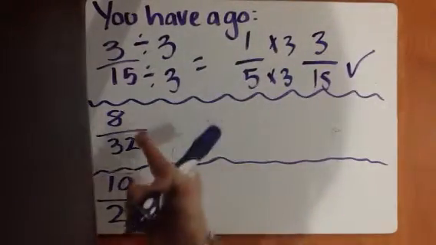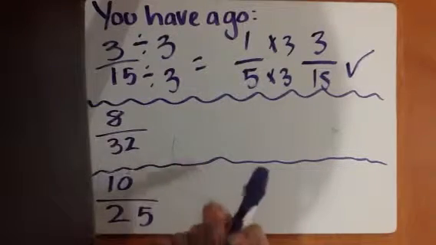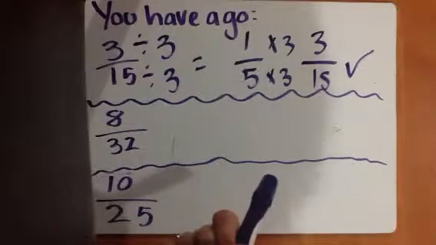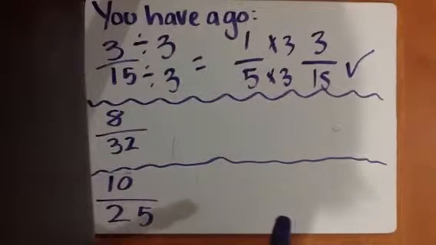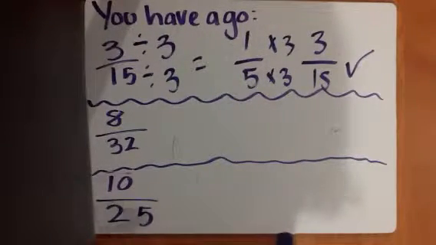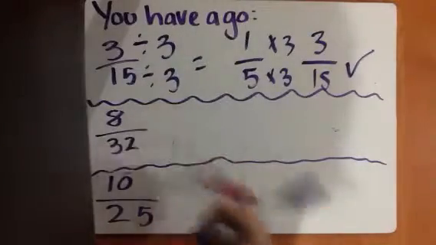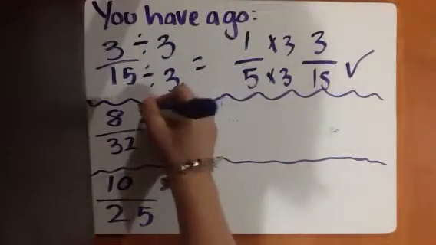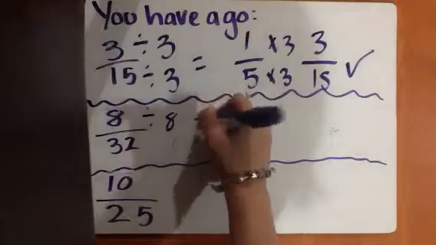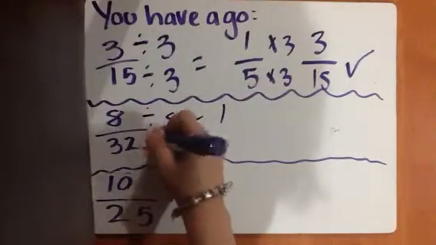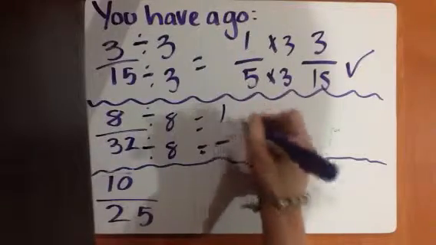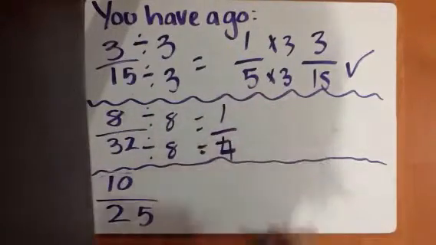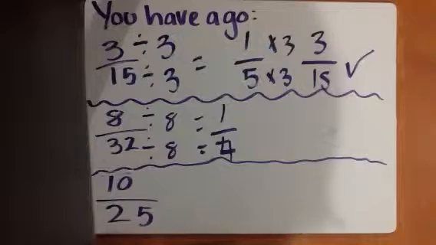Okay, now we have 8/32. 8 over 32. Okay, so I'm thinking of my multiplications. I know my 8's times table, so I know that the biggest number that goes into both 8 and 32 is 8. 8 divided by 8 equals 1. 32 divided by 8 equals 4. So 8 over 32 is the same as 1/4.